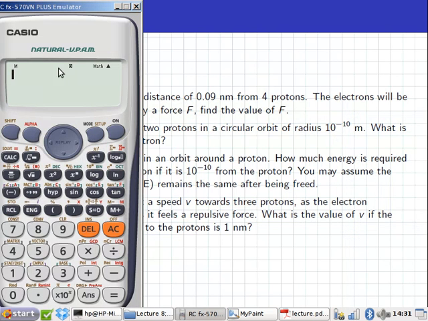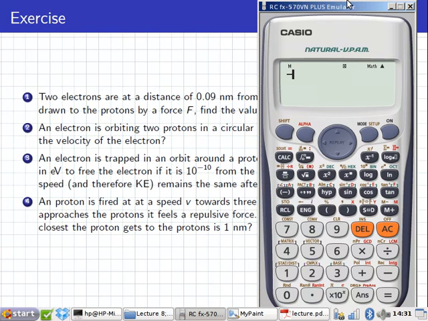So the formula, I'll put in the minus straight away because I know it's trapped. I have the K. The distance is 10 to the minus 10, no squared for potential energy. And on the top is a proton and an electron. Yeah, I'll have to convert it afterwards. So this is how many joules, but I'll convert it now to electron volts. So minus 14.4 electron volts. So it requires 14.4 electron volts to be freed and keep the kinetic energy the same.